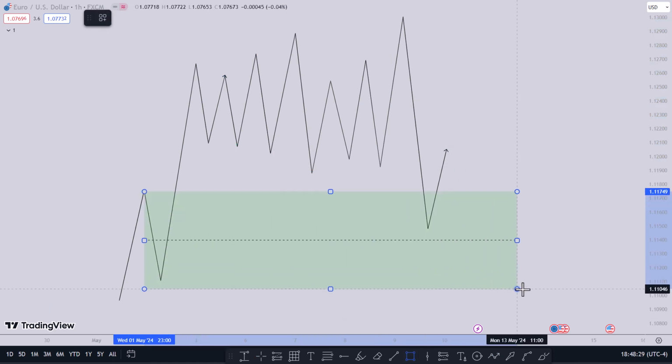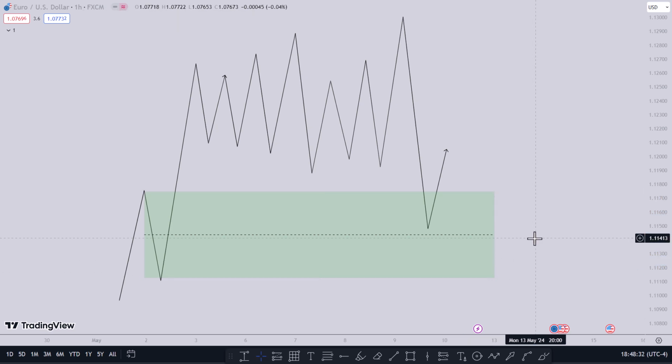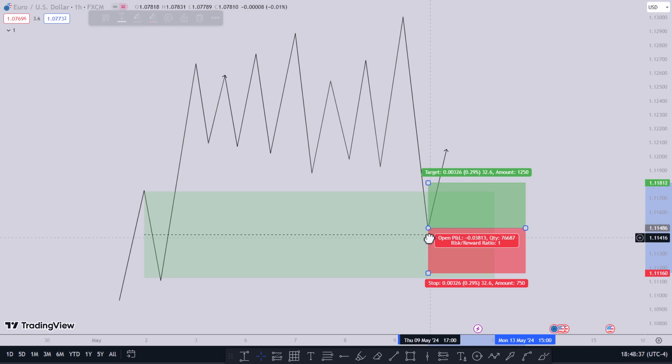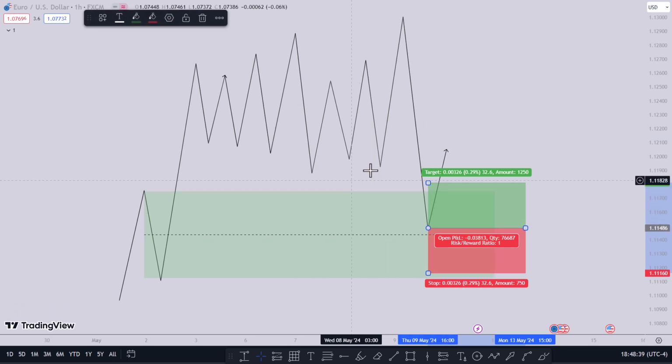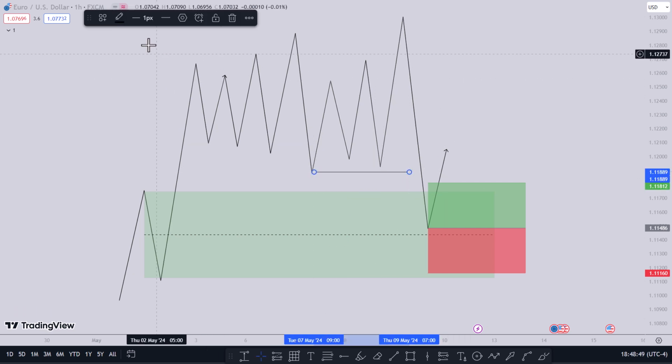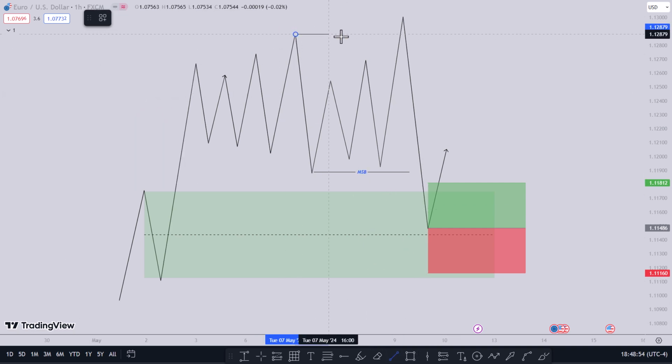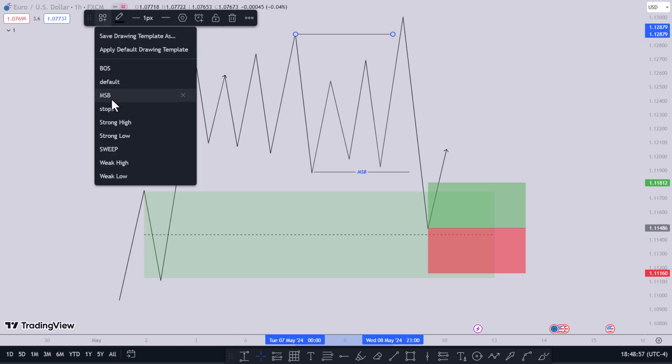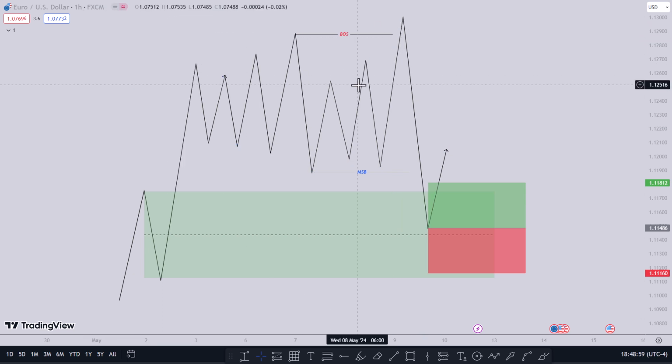And this is our setup. This is our model. Entering from here, when we see this quick move to the downside, sweeping all these lows, all right? Breaking this one, for example, breaking this low. So this is considered a market structure break. Why? Because we have a break of structure right here. And a lot of traders will see this as a market structure shift, right?